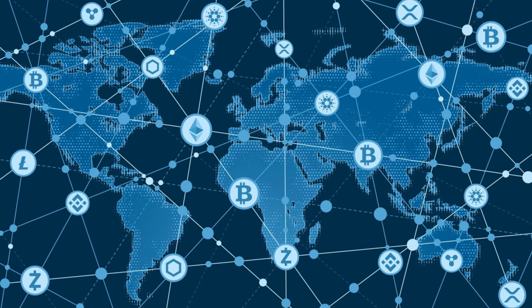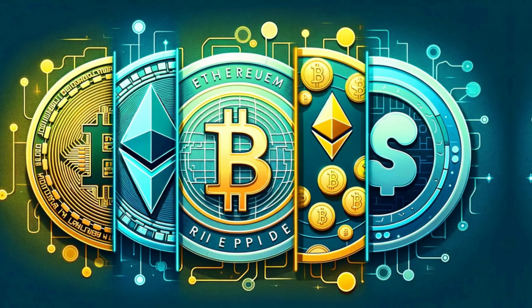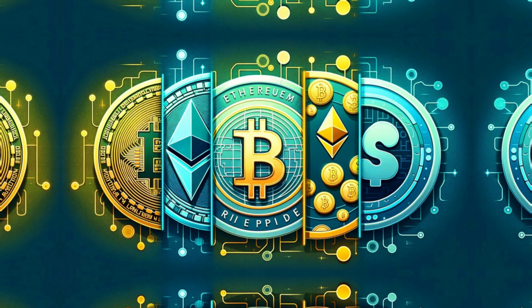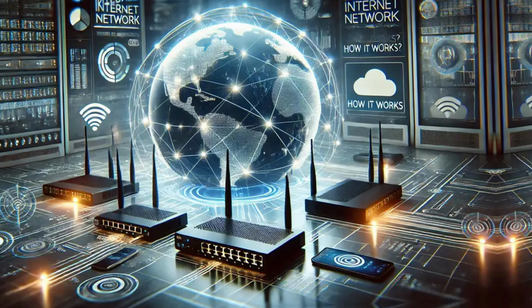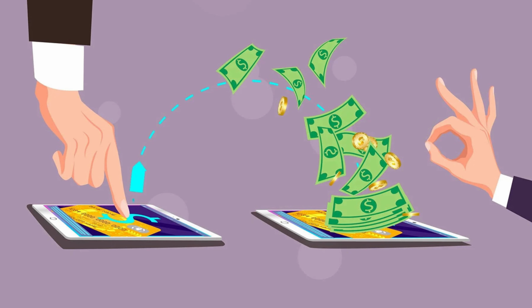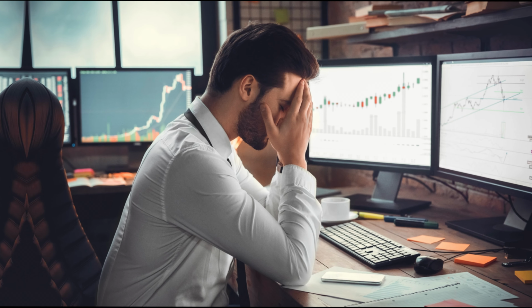Now let's talk about crypto networks. Each cryptocurrency operates on a specific network, like Bitcoin on its blockchain or Ethereum on the Ethereum network. Always ensure you're using the correct network. Sending funds via an incompatible one could result in loss.